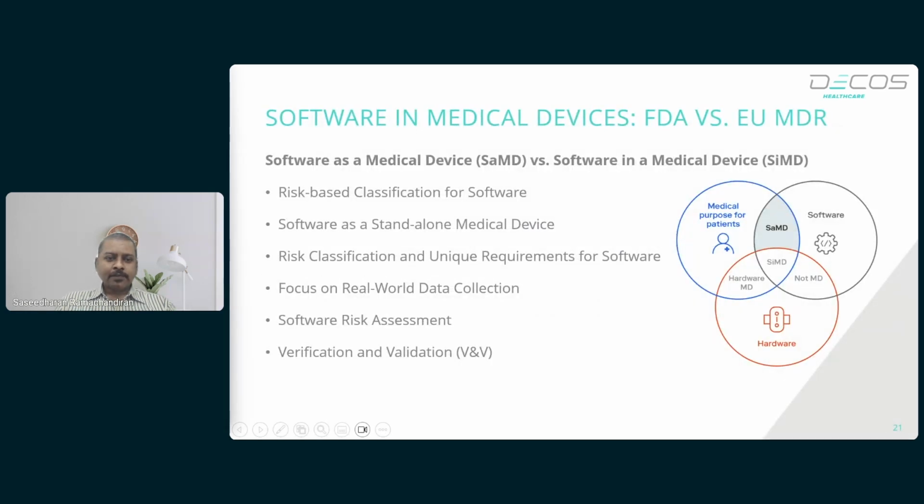Moving forward, software plays a crucial role in medical devices, and both the FDA and EU MDR provide comprehensive guidance to ensure the safety, effectiveness, and compliance of each software. The main points of comparison between the two regulatory frameworks focus on the types of software, risk classifications, and key compliance requirements. There are two types of software, SaMD and SiMD.